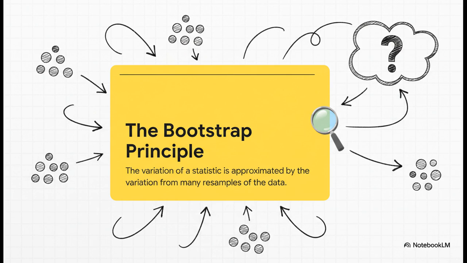So here's the bootstrap principle in a nutshell. You take that one sample you have and you pretend it's a mini universe. It's your best stand-in for the real whole population. Then, using a computer, you draw thousands and thousands of new samples from this little mini universe.